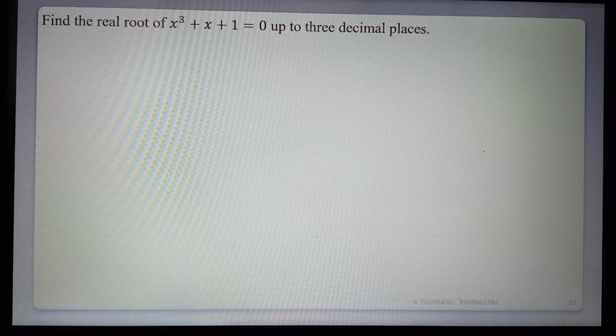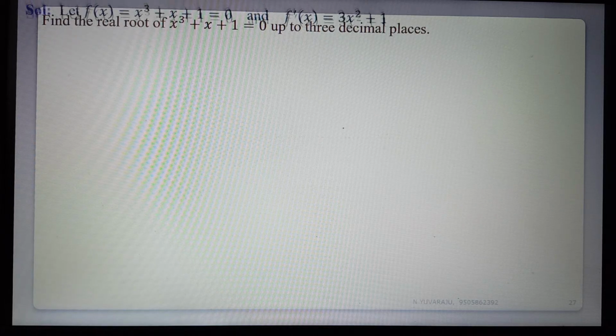Okay, next example: find the real root of x cube plus x plus 1 equals 0 up to 3 decimal places. Observing the given equation, we are finding the real root, positive or negative, but substituting any positive value does not satisfy it. So we must find the negative root.